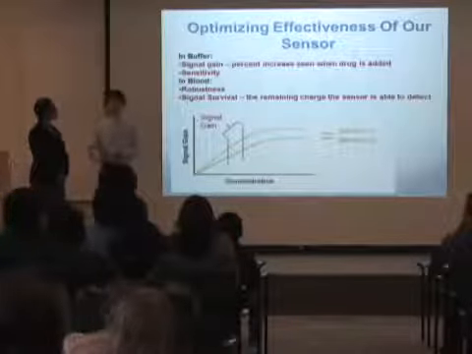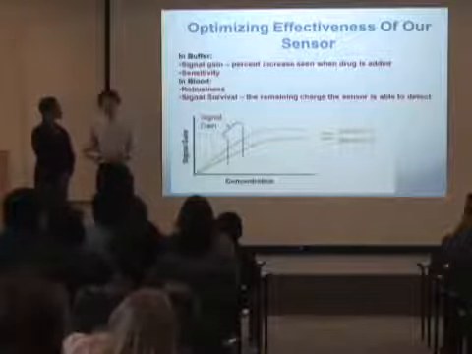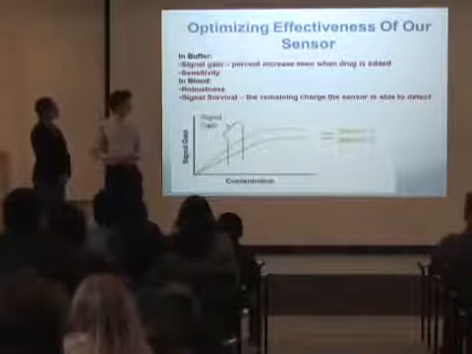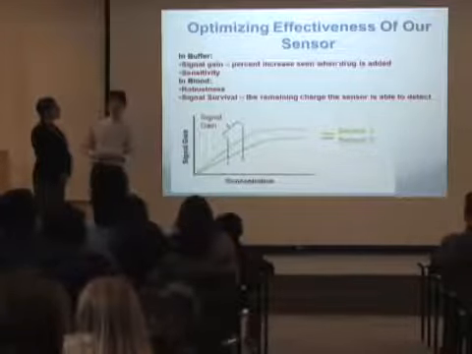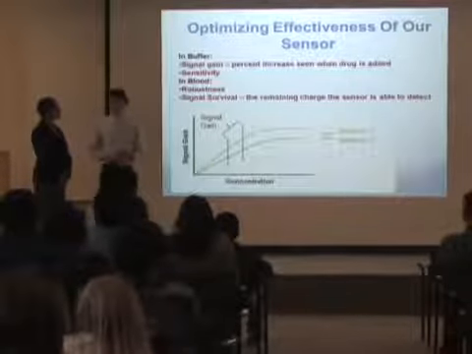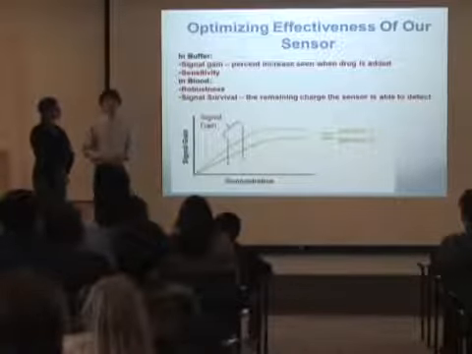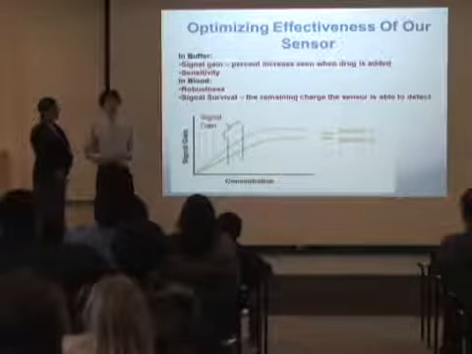In our buffer, we are looking for two things: signal gain and sensitivity. Signal gain is the percent increase seen when a drug is added. And we're also looking for sensitivity, and sensitivity is how well our sensors can detect concentrations of our drug.